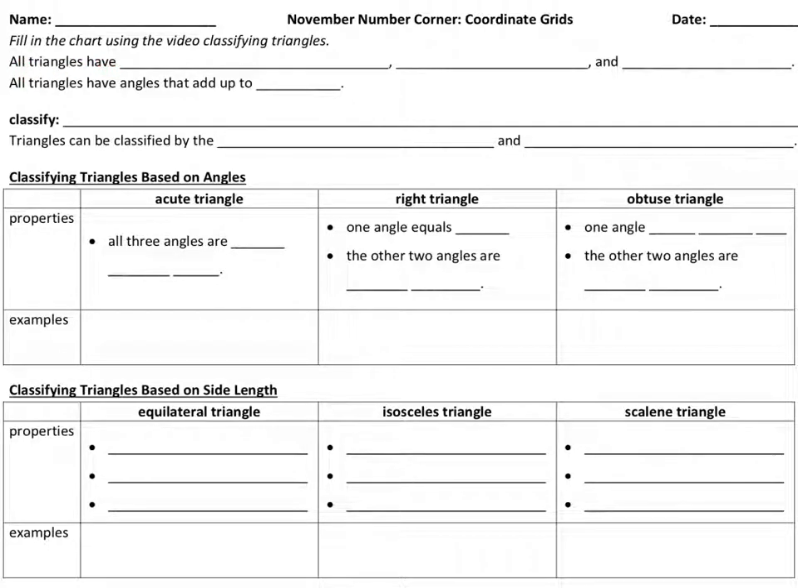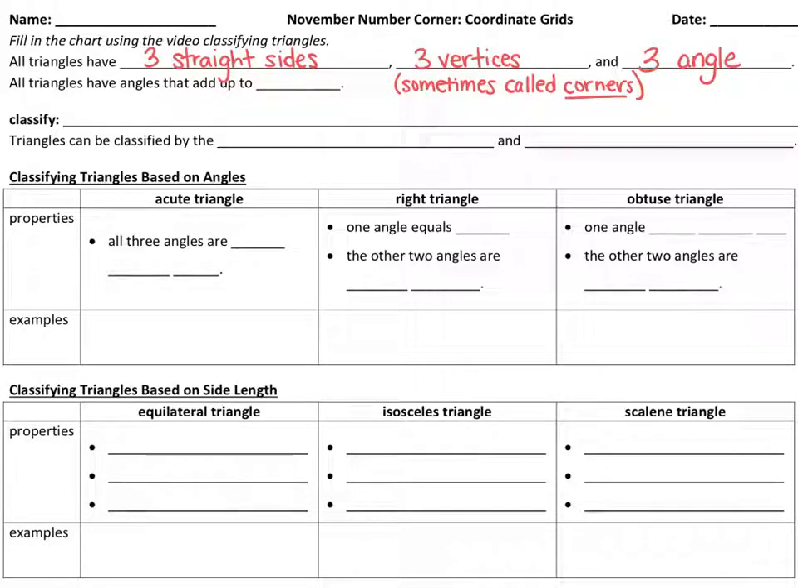All triangles have 3 straight sides, 3 vertices, sometimes called corners, and 3 angles. If a shape doesn't have all 3 of these, 3 straight sides (they can't be curvy), 3 vertices or corners, and 3 angles, then it's not a triangle.